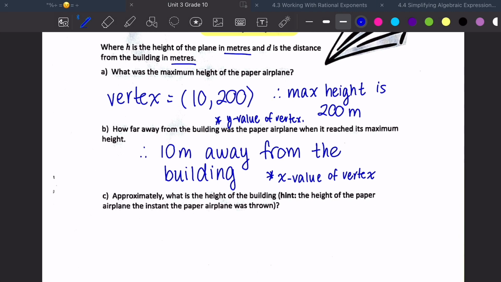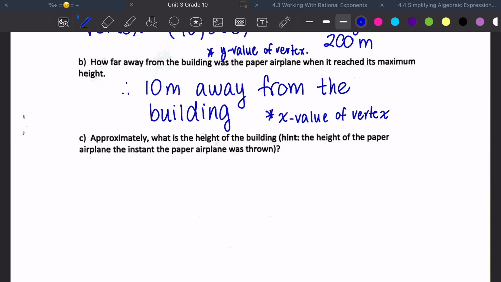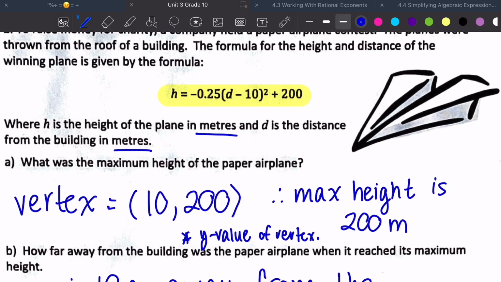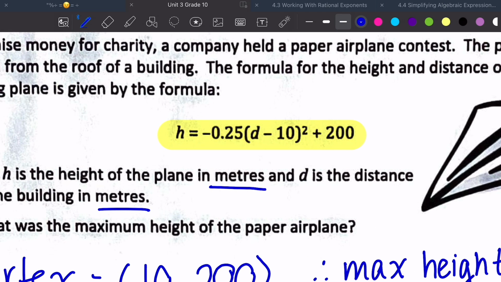Then it asks you, well, how tall is the building? What is the height of the building that they're throwing this paper airplane from? If I want to figure that out, I need to look back at my equation, because this is the height of the paper airplane, and my d variable is talking about the distance that the paper airplane has traveled from the building after I've thrown it.